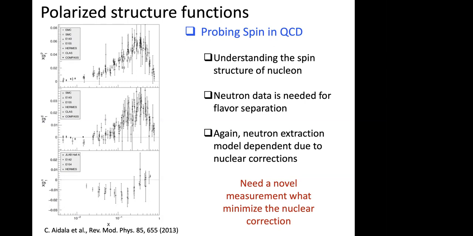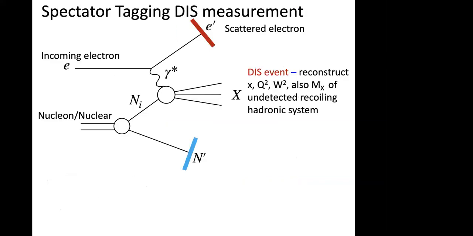There is a type of measurement called the tagging measurement. It has been increasingly used in recent years, and that type of measurement may help with the situation. So now let me introduce to you what the tagging measurement is and why it can help with the current situation on the neutron measurement.